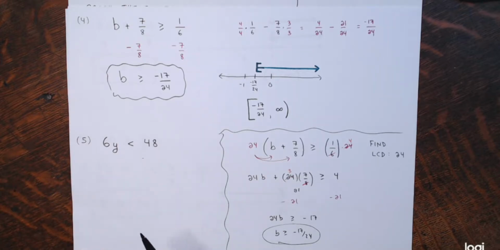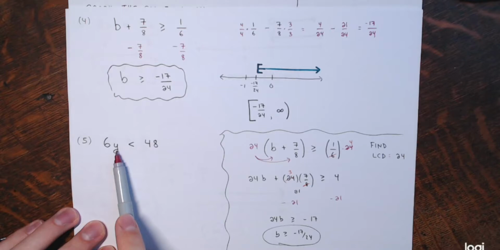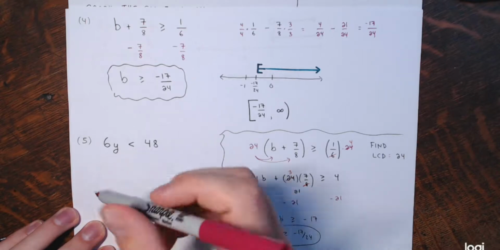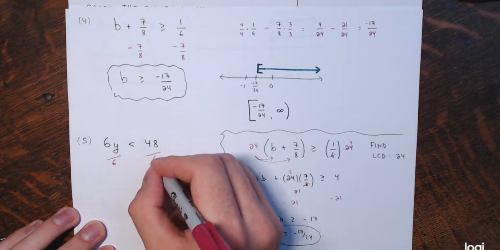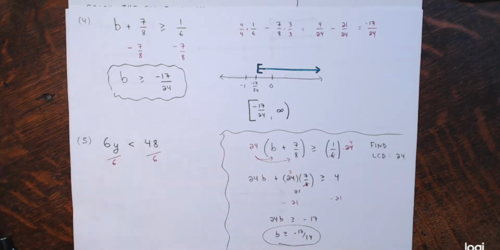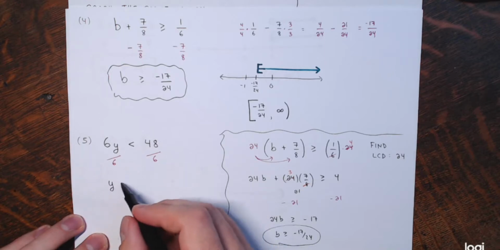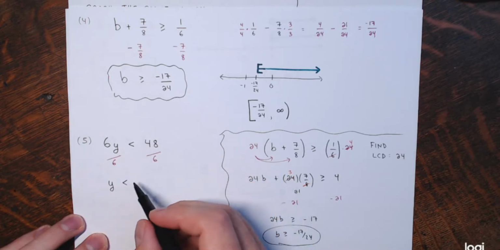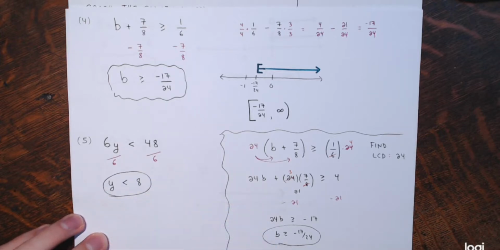So moving on again here, number 5. Again, pretty simple one. 6 times y is less than 48. I would simply be dividing by positive 6, and it is positive 6, so the inequality symbol won't flip. So that leaves me with y is less than 48 divided by 6, which is 8. So there's the description of the solutions. All the numbers less than 8 would satisfy this.